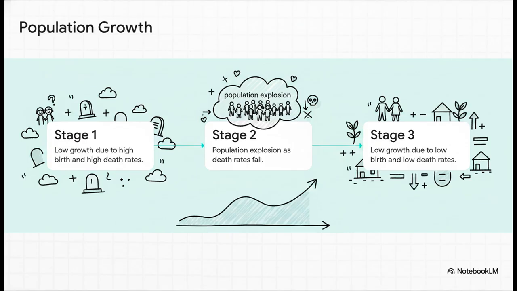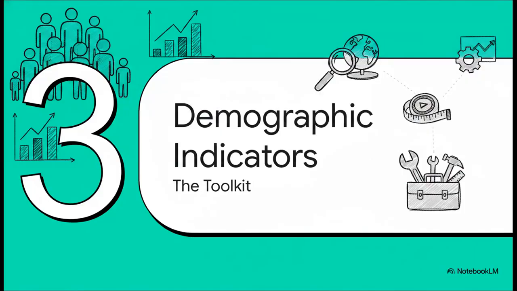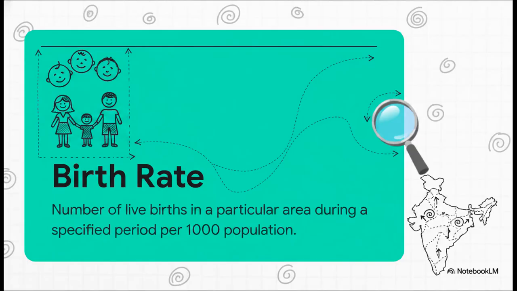Finally, in stage 3, the society becomes developed, and growth stabilizes with low birth and low death rates. So it beautifully replaces Malthus's doom and gloom with a model of actual human progress. Okay, Section 3. Key demographic indicators, the toolkit. To really understand these broad transitions we just talked about, we need a few specific metrics.